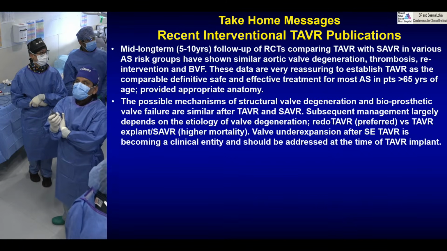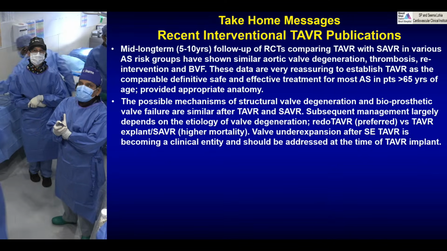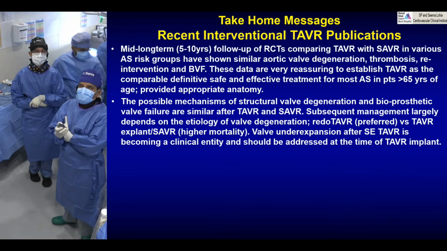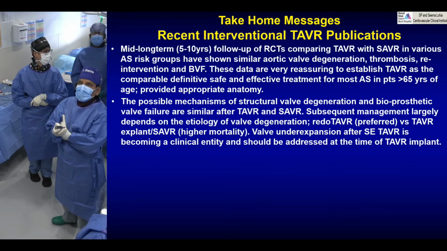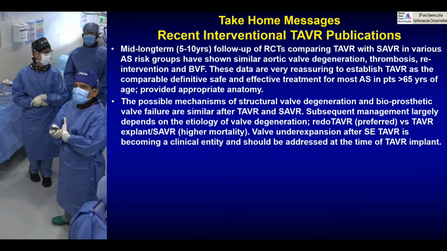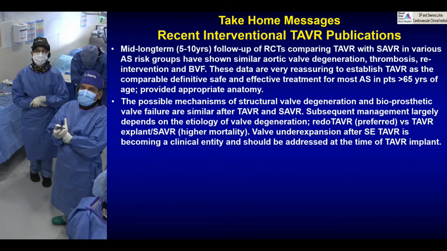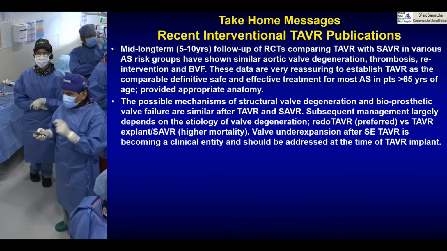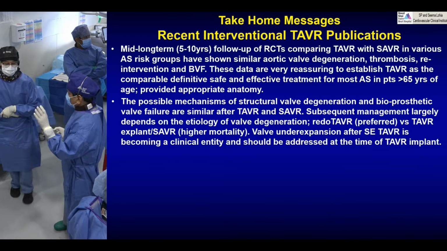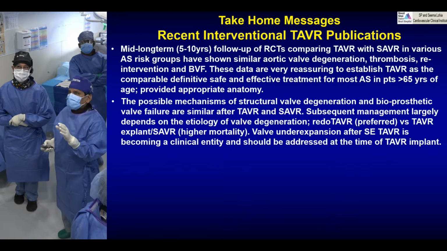But most of the data benefit was with the femoral. Then the possible mechanism of the structural valve degeneration and bioprosthetic valve failure are similar after TAVR and SAVR. Subsequent management largely depends on the etiology of the valve degeneration. Redo TAVR, which is preferred, but cannot be done in every case, but TAVR explant and surgery, higher mortality. One of the biggest things which is against redo TAVR is the coronary obstruction. That's the most important factor that we do not do redo TAVR is coronary obstruction.